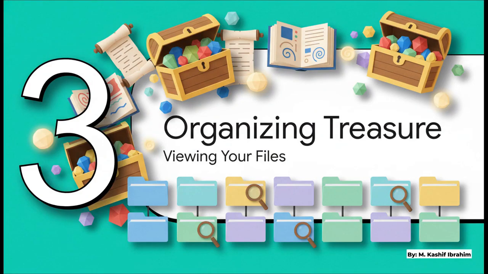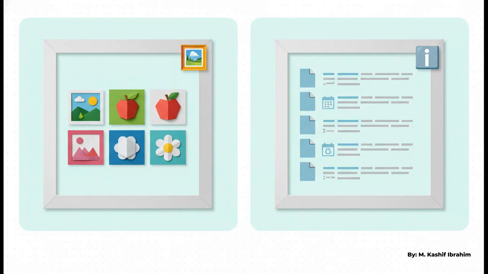All right, awesome. So now you've got all this amazing treasure tucked away in your folders. But what's the best way to actually look at it all? Let's check out the different ways you can view your magical library of files. Believe it or not, you actually have magical viewing powers. You can change how all your files look. If you use extra large icons, you can see a little preview of your pictures, which is really cool. Or you could switch over to Details View to see important facts, like the date you made the file or how big it is.